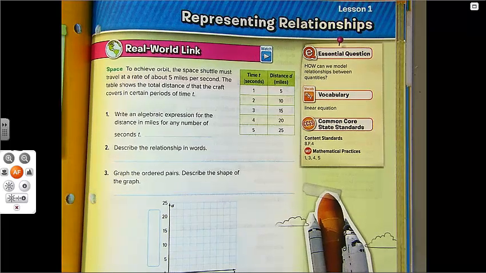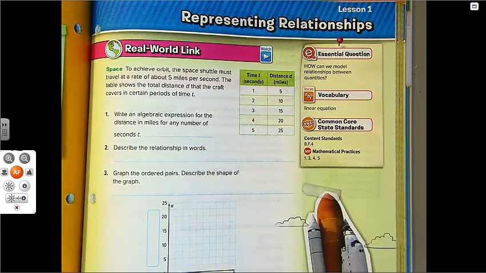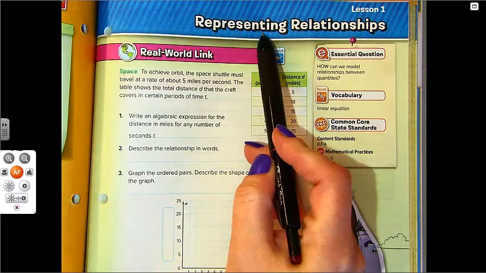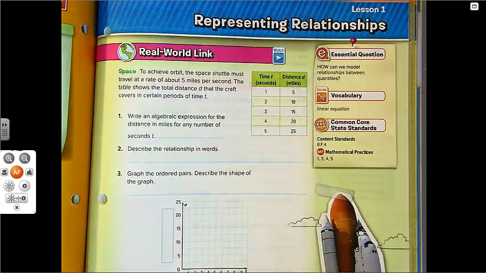All right, hey guys, we are getting ready to start our last unit in the first semester. You are almost halfway done with your 8th grade year. That's awesome. We are getting ready to start Unit 4, talking about functions. And this is the first lesson of Unit 4, talking about representing relationships. Okay, so let's talk about this.